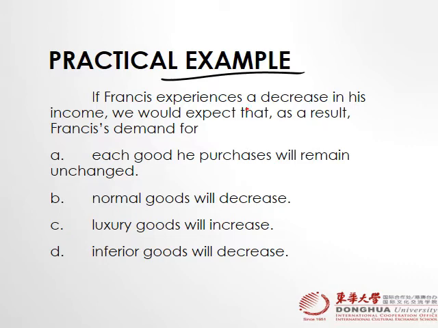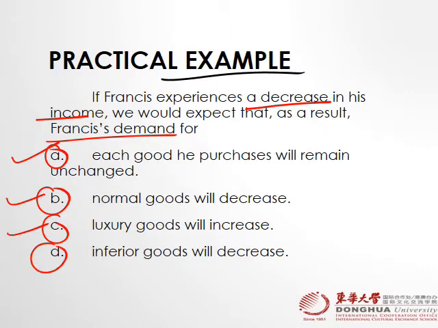So if Francis experiences a decrease in his income, we would expect that as a result of Francis' demand, number one, each good he purchases will remain unchanged. Normal good will decrease, luxury good will increase, inferior goods will decrease. First of all, if income rises and demand of the product also rises, we call this normal good. If income increases and demand for the product decreases, we call this inferior good.